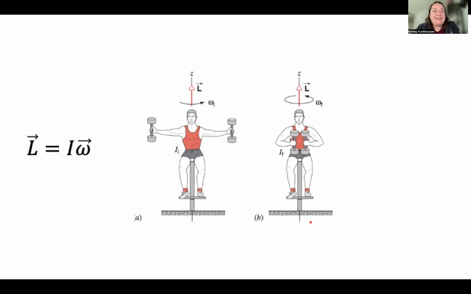Oh yeah, I have an equation. The rotational inertia must be changing in this case. And we know this is true because when we learned about rotational inertia, we learned that the further the mass is from the axis of rotation, the harder it is to rotate, or the larger the rotational inertia. So we start with a bigger rotational inertia in this situation and a smaller angular velocity. But then when they bring the weights in, we get a smaller rotational inertia and a larger angular velocity.